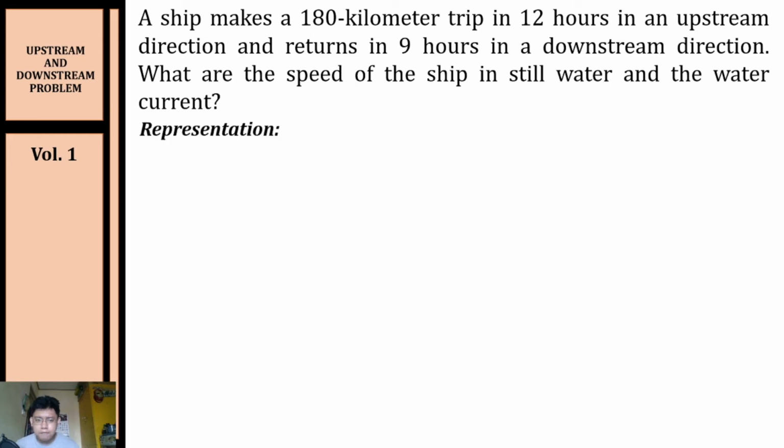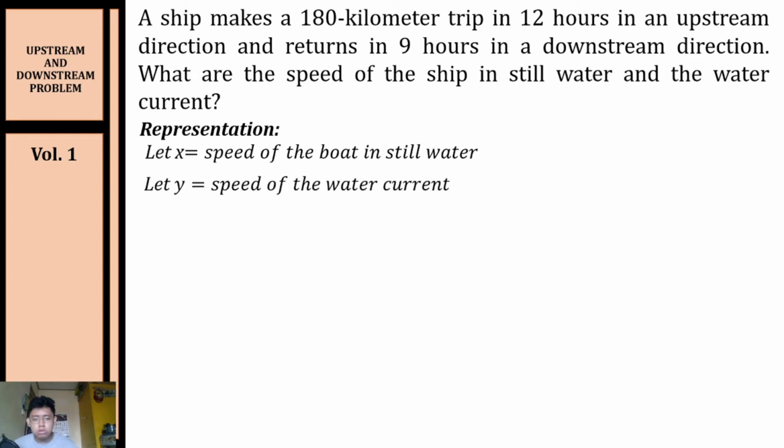So let's have a representation of the variables. Let x be equal to the speed of the boat in still water and let y be equal to the speed of the water current. After having our representation, we can now proceed to translating our word problem.